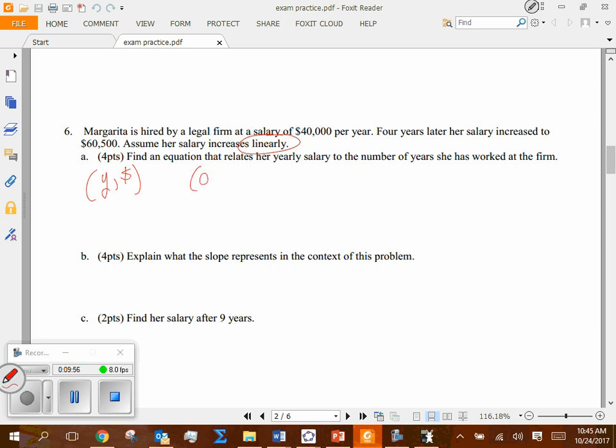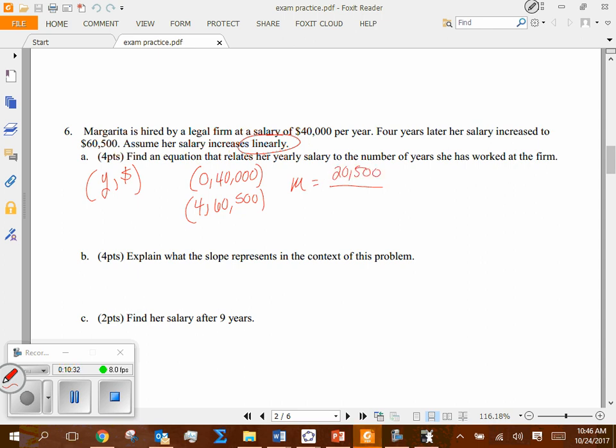So at year 0, I have a $40,000 salary. At year 4, I have a $60,500 salary. Okay, so let's find an equation that relates her yearly salary to the number of years she's worked at the firm. So this is your idea for finding slope. Slope is going to be the difference in your y's. So I'm going to go 40,000 minus 60,500.